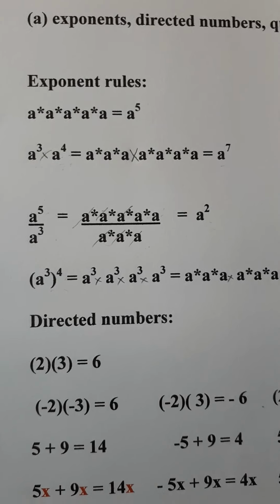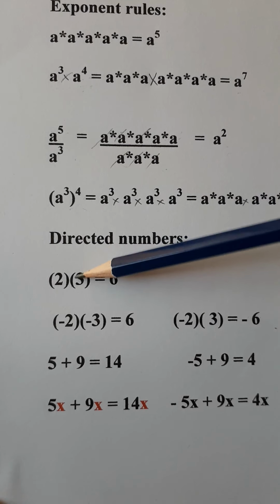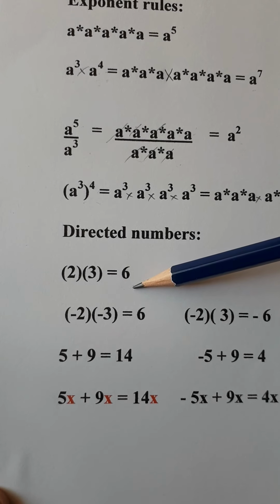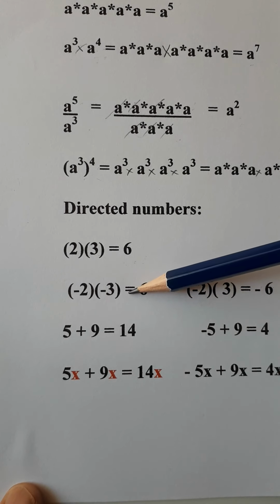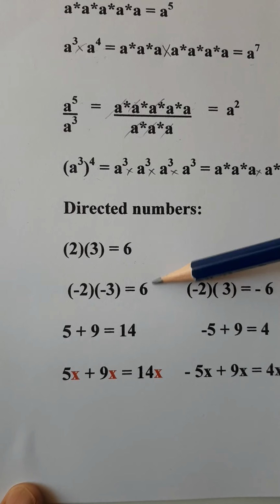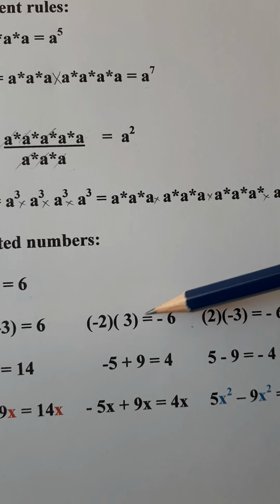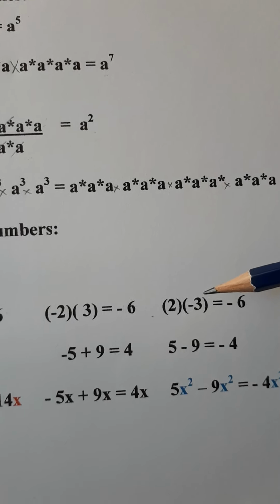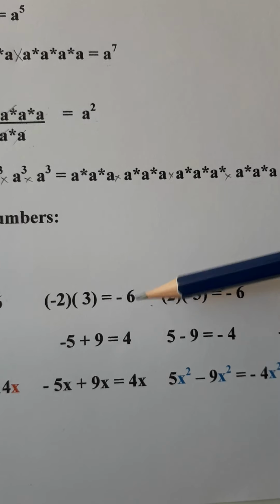Now let's quickly look at some directed numbers. 2 multiplied by 3 is 6. So these brackets assume that you are multiplying. And now if you multiply minus 2 by minus 3, what do you get? When both are minus, the answer is plus. Minus 2 multiplied by plus 3 is minus 6. 2 multiplied by minus 3 is minus 6. So the concept is, if one of these numbers is negative, the answer is negative.